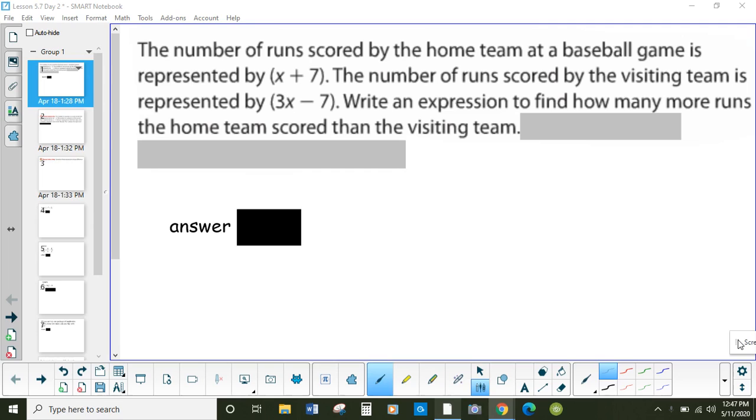All right, let's go ahead and get started with this lesson, lesson 5-7, day 2. Pause the video and read the question and try to see if you can simplify this expression on your own first.